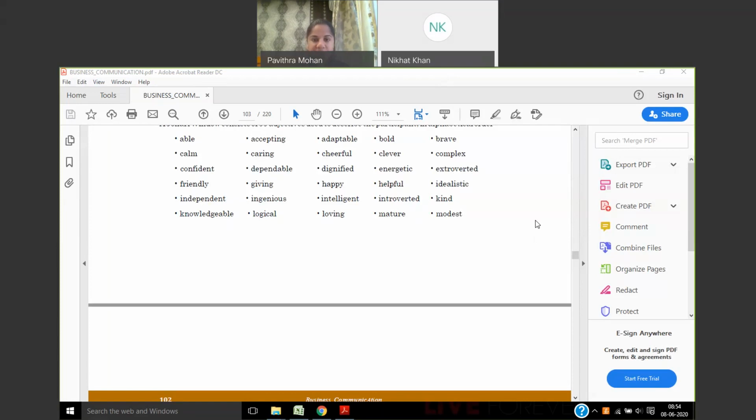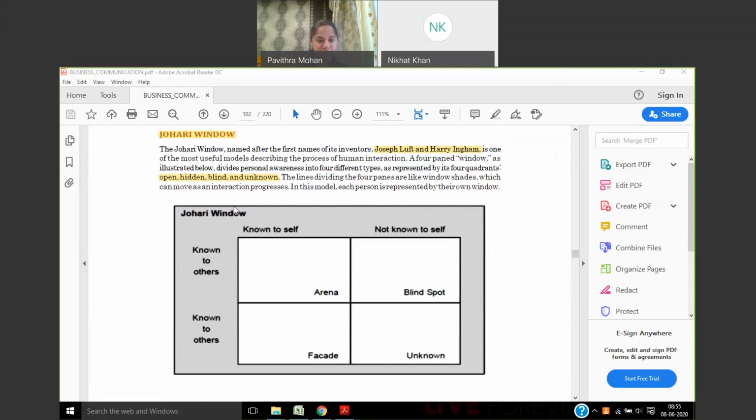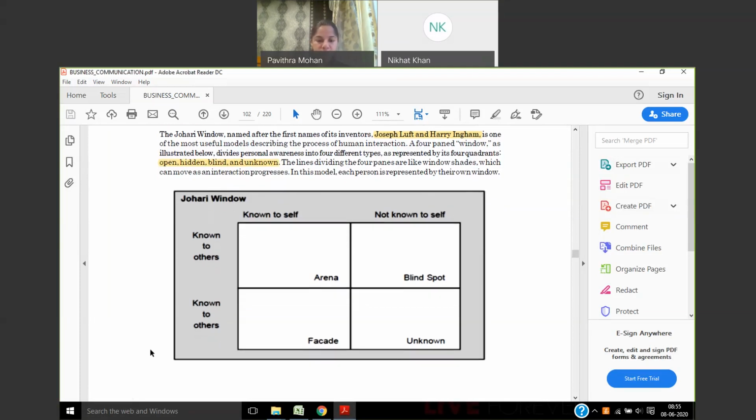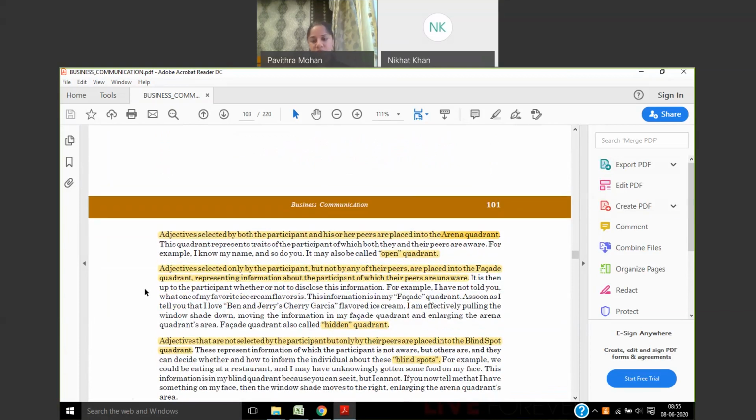Then Johari window. People are asking again for Johari window. See, Johari window is a simple concept. Just don't try to confuse anything. Information known to self and known to others will be open. Then information not known to me but known to others will be called blind spot. Information known to me, not known to others will be called facade. Facade is hidden. Then not known to self, not known to others will be called unknown. So arena is open, facade is hidden. If you come to the textbook here below, they will give you arena is open, facade is hidden. In the explanation given below, they have expressed this.